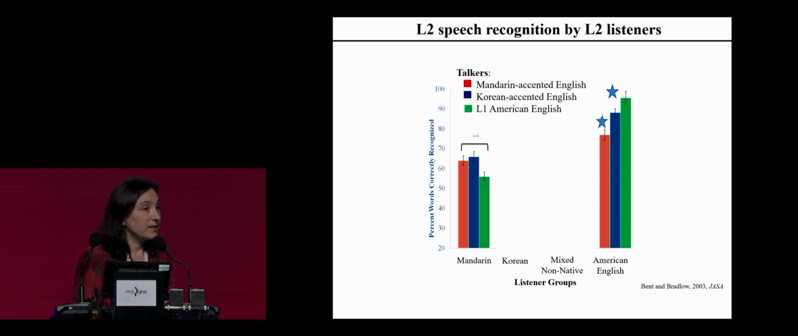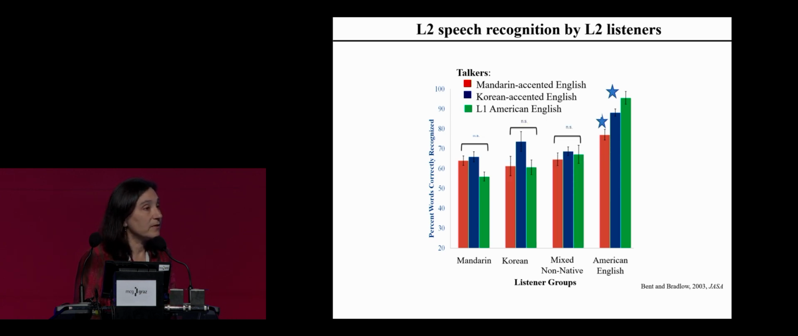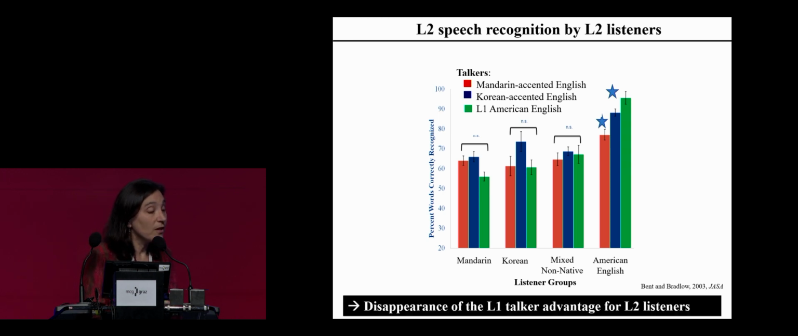Here's what we see for the Mandarin listeners, the Koreans, and then all of the other non-natives. And what you can see right off the bat is that even though, of course, it's harder to understand second language speech than it is to understand first language speech, we've seen a disappearance of the L1 talker advantage for L2 listeners. And that's exactly what we would predict in the talker-listener alignment model, where it's all about alignment between the talker and the listener. And of course, L2 listeners are better aligned to L2 talkers than are L1 listeners.